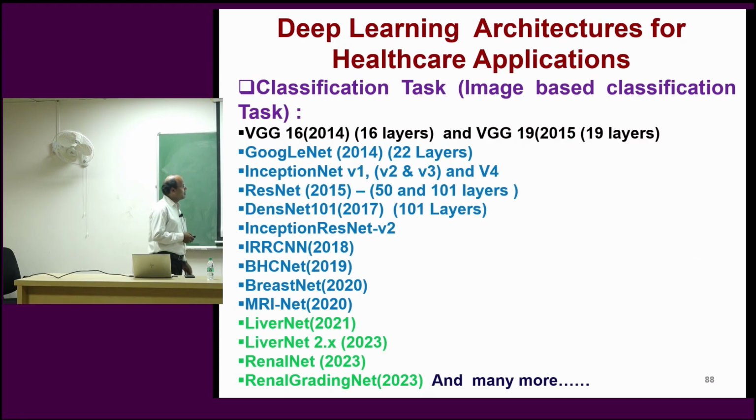For the classification task, we'll be using image-based classification where the models start from VGG16, VGG19, then GoogLeNet, InceptionNet, ResNet. ResNet is the focus because it's a very important model used for various real-time applications as well as developing core applications in the medical field as well as other fields. And then DenseNet, a deeper model, then Inception-ResNet, and then other models related to the medical field, and finally LiverNet, 2.x, RenalNet, and so on.